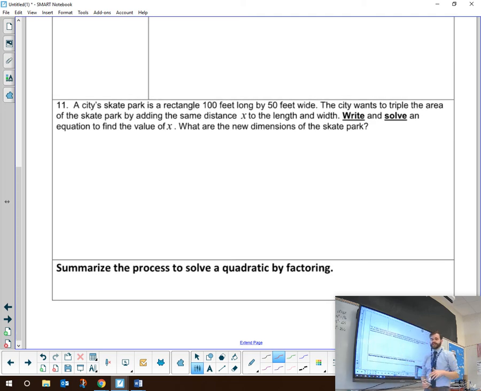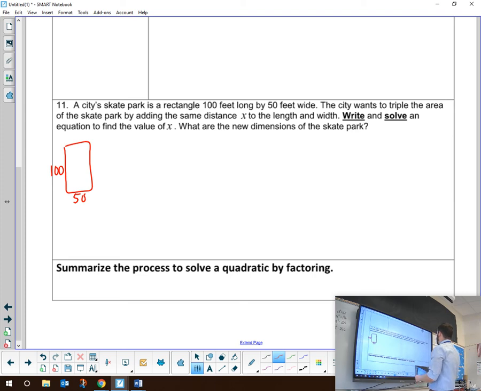Remember, we're doing the odds today, evens tomorrow. So, a city skate park is a rectangle 100 feet long by 50 feet wide. The city wants to triple the area of the skate park by adding the same distance x to the length and the width. So let's break this down real quick. So we have this skate park, right? And it is 100 feet by 50 feet.